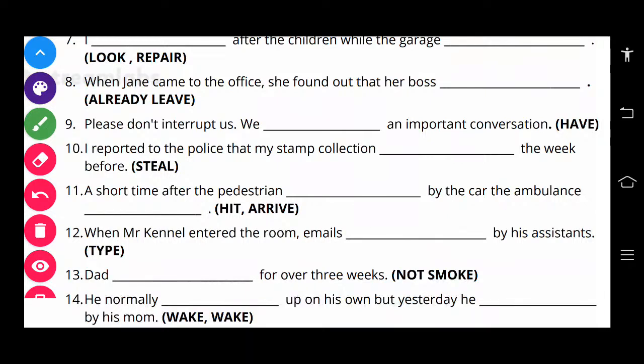I reported to the police that my stamp collection dash, the stamp collection dash, the week before. The week before means nothing but the week ago. A week ago, we can say like that. Okay, the week before my last week, we can say like that.